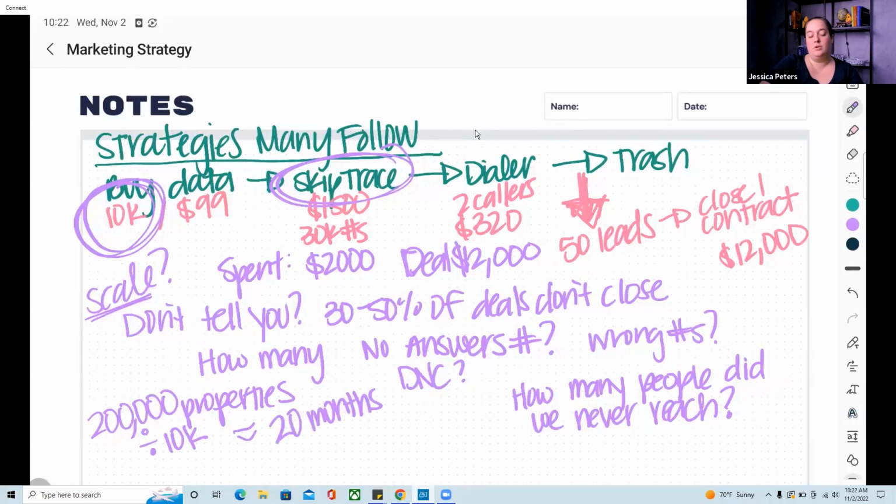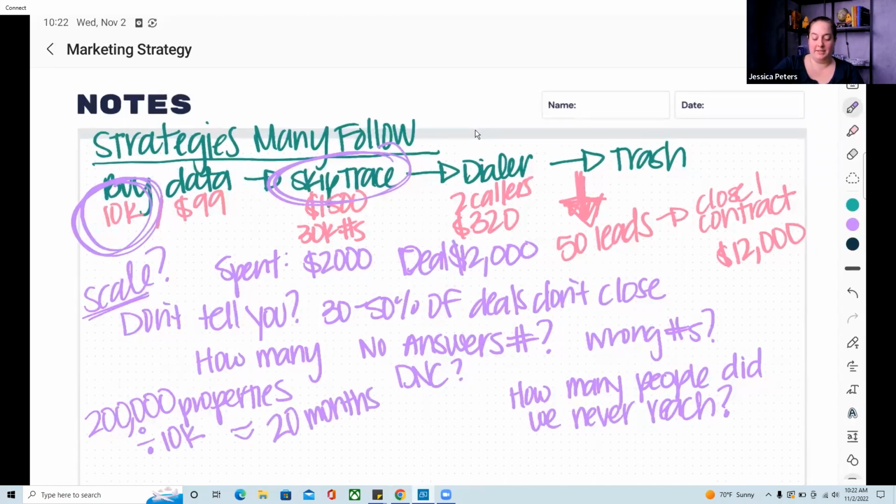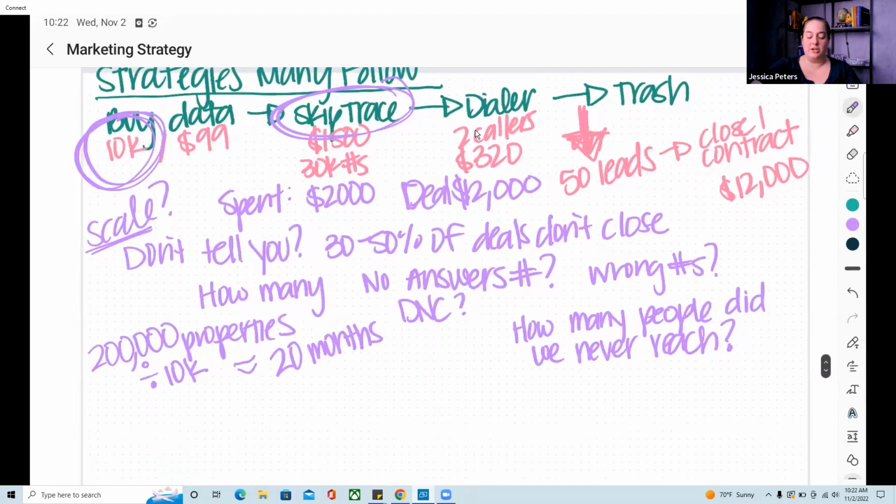Are you getting the most value out of the property? And so there's just a lot of holes in a strategy like this. Are you recycling it? Are you keeping track of how many attempts you've made? How many of those numbers didn't answer, so you want to call them again? How many of them were wrong numbers? How many correct numbers did you have?